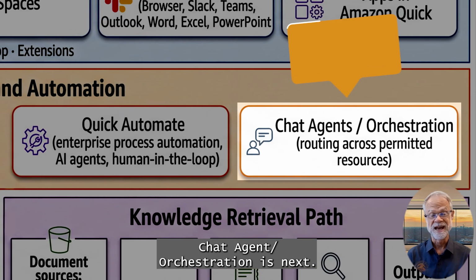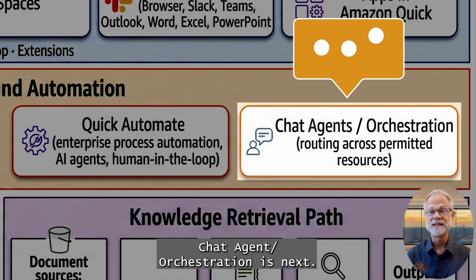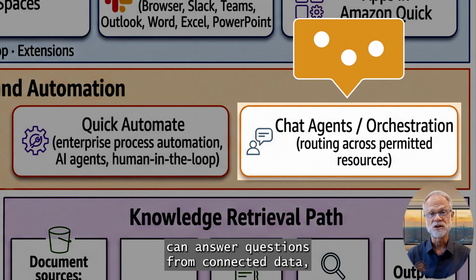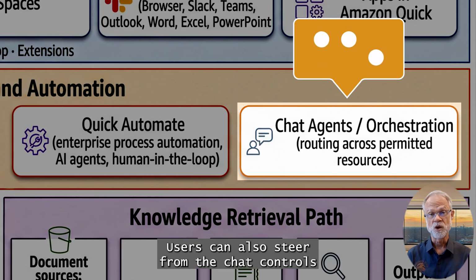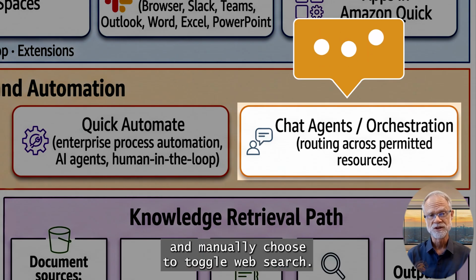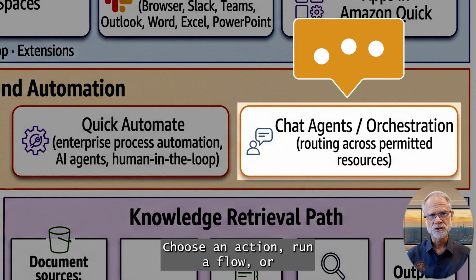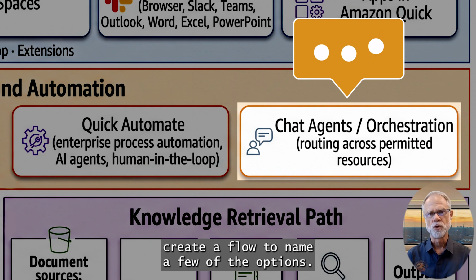Chat agent/orchestration is next. The AI can answer questions from connected data, generate content, run research, run a flow, and more. Users can also steer from the chat controls and manually choose to toggle web search, choose an action, run a flow, or create a flow, to name a few of the options.